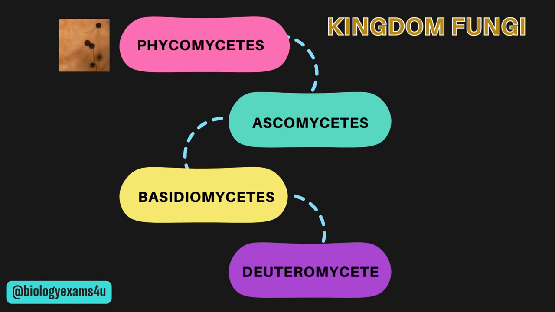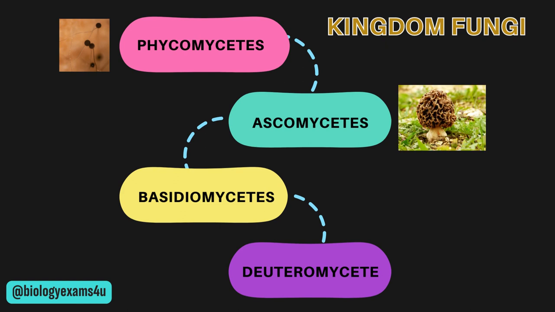Ascomycetes are also called sac fungi, as sexual spores, ascospores, are produced inside a sac-like structure called ascus. Mycelium is well-developed, branched and septate with conidia as asexual spores. They are saprophytic, parasitic or coprophilous, meaning growing on dung. Examples include unicellular yeast, Aspergillus and edible morels.